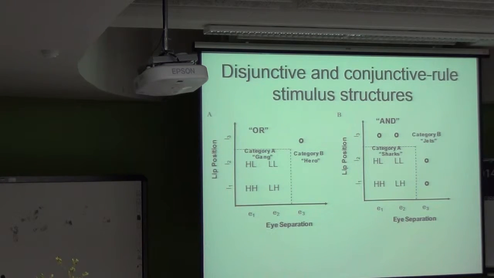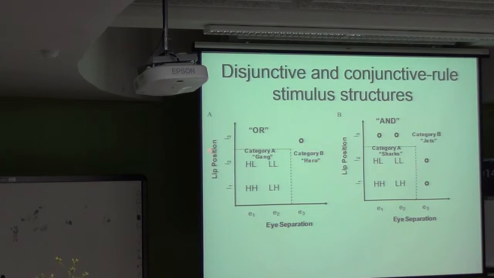Is it a difficult task, this one? Probably not. When that face is presented, you can use two different rules to classify that face here, hero. You can use the value on the eye separation as a criterion for decision making. It says, oh, look, I see the face, and the eye separation has value E3, and that's from the right-hand side of the decision criteria, that must be hero. So you don't have to pay attention to lips position at all.